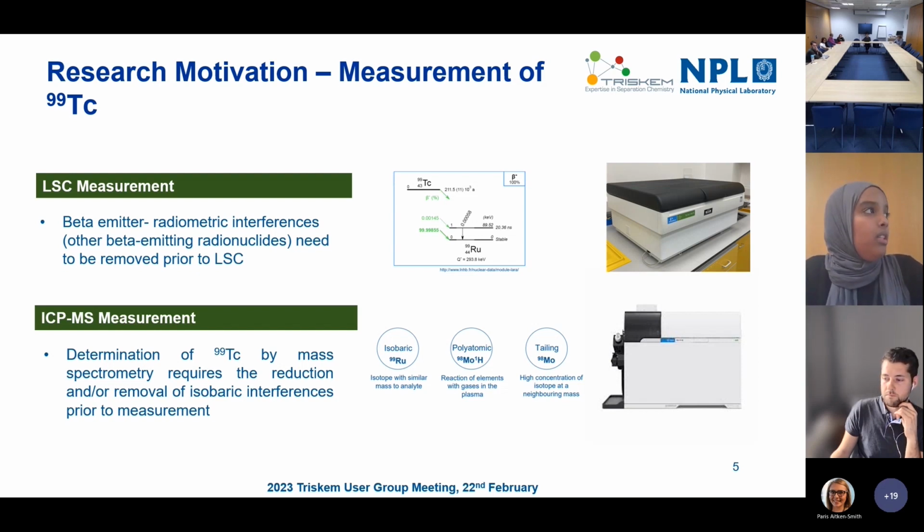So a list of common interferences is shown there. Ideally, what you would need is a very nice separation method prior to measurement to remove, in this case, ruthenium and molybdenum to help with measurement. And even then, it's still very, very challenging, and it requires online chemical separation and other features of the instrument itself to really help you measure at the levels of sensitivity required.